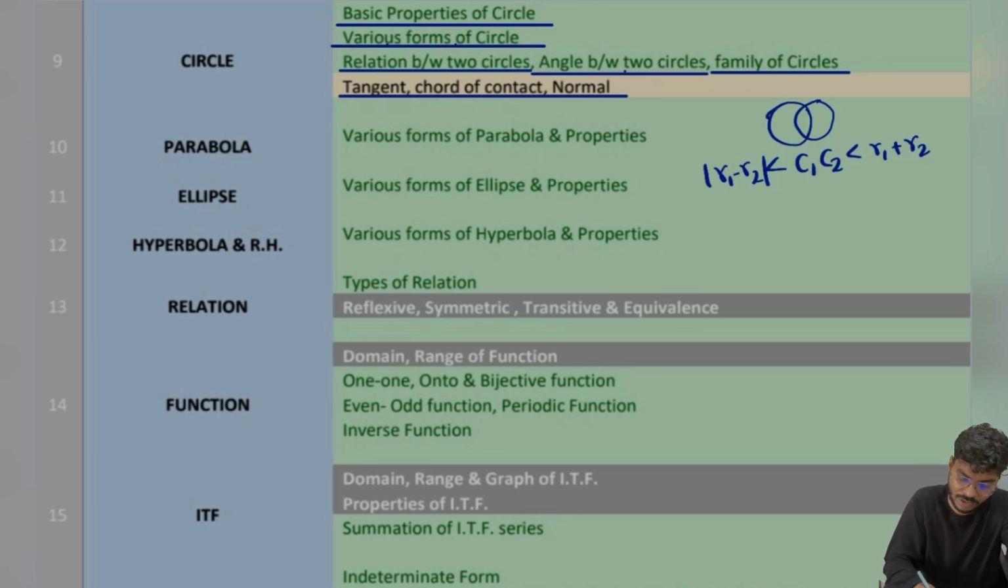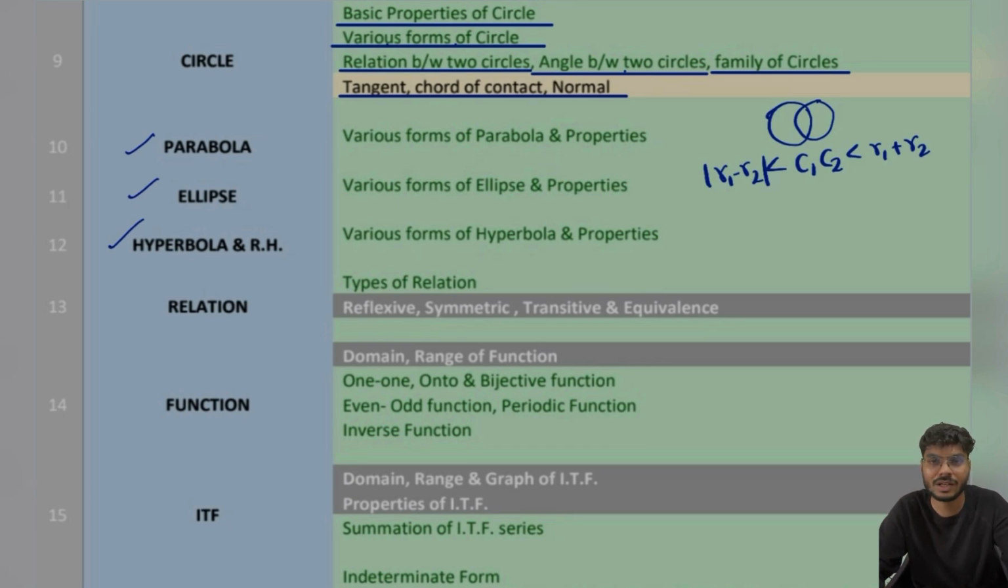Similarly, in the parabola, ellipse and hyperbola, these are the chapters in the conic section where they are not asking the tangents, normal, chord of contact, pair of tangents, chord having the midpoint. So you don't have to revise too much on these particular conic section chapters.